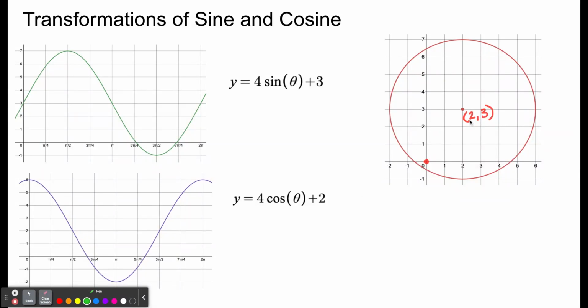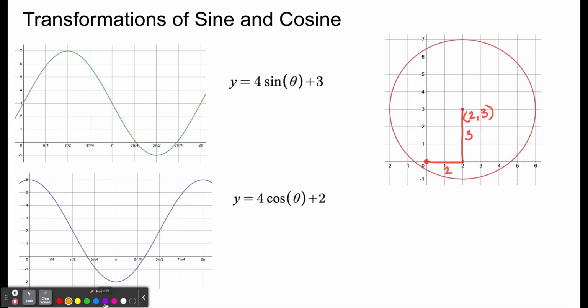Before I say the radius, that's a translation. So it just moved 2 units over, 3 units up. So that would be a rigid transformation. That means we've added 2 to the 0, 0, and then we've added 3 to the 0, 0. So that's a rigid transformation.